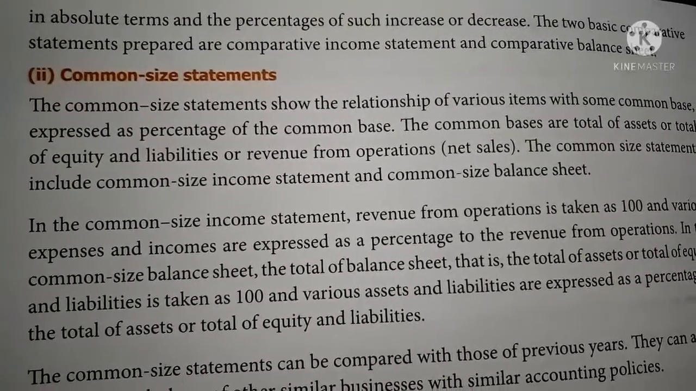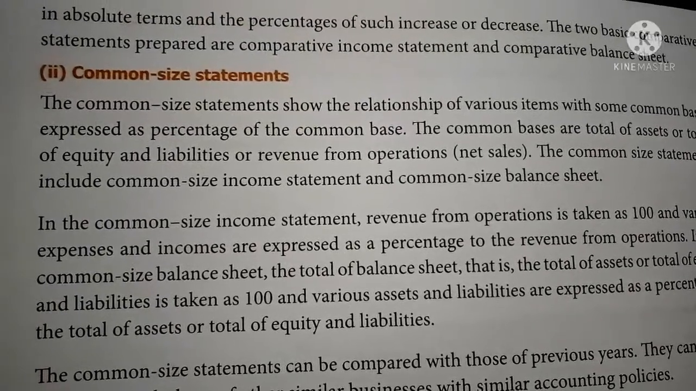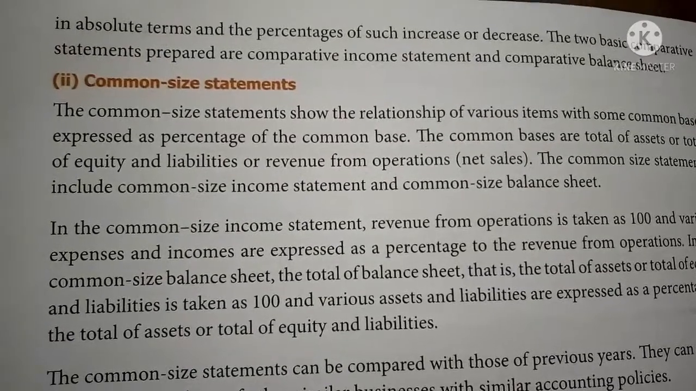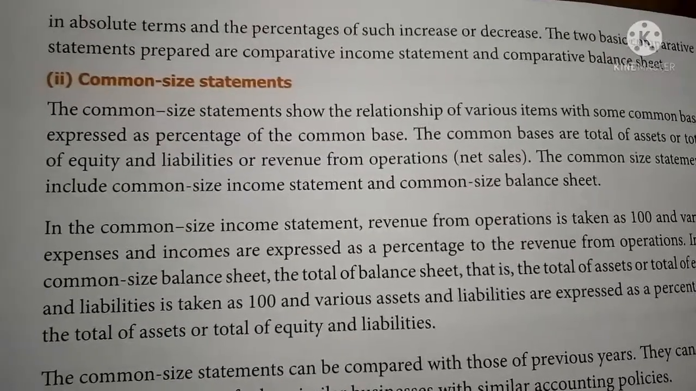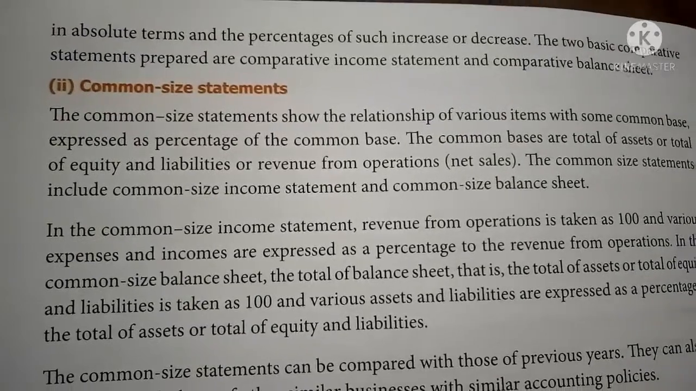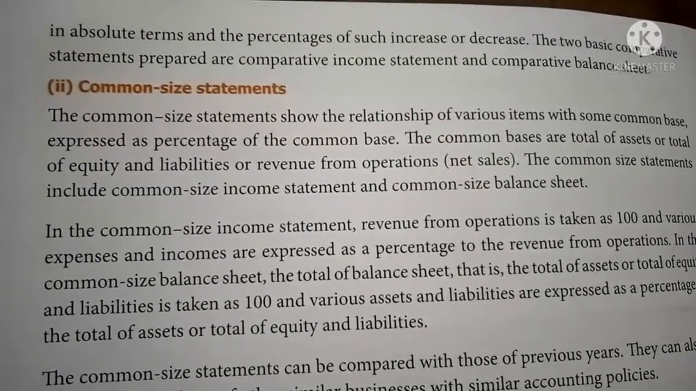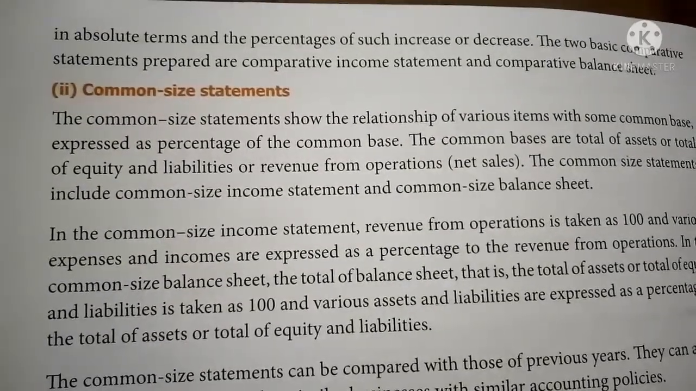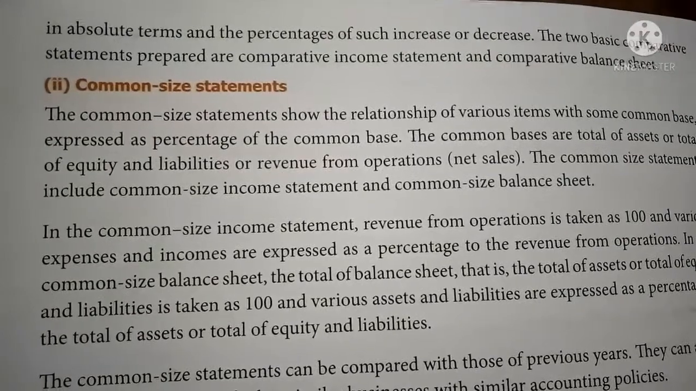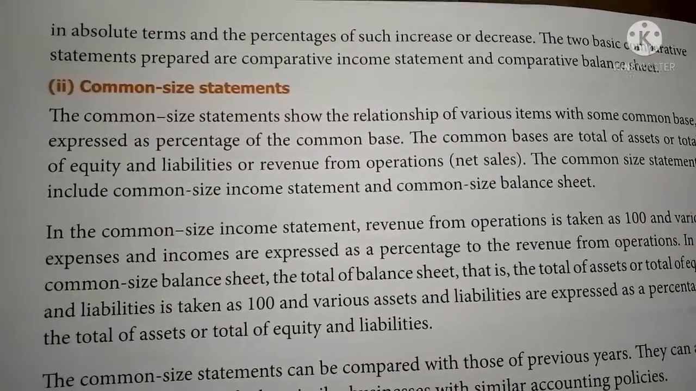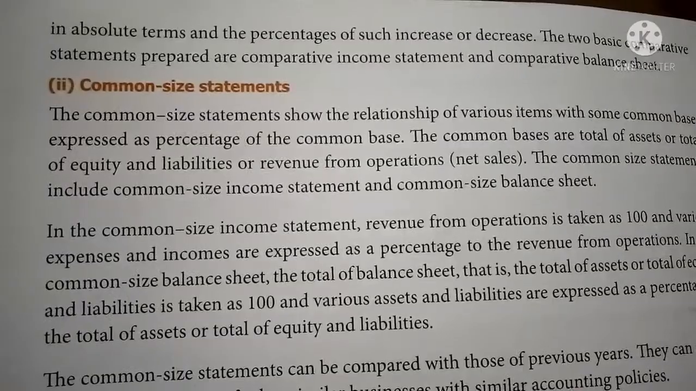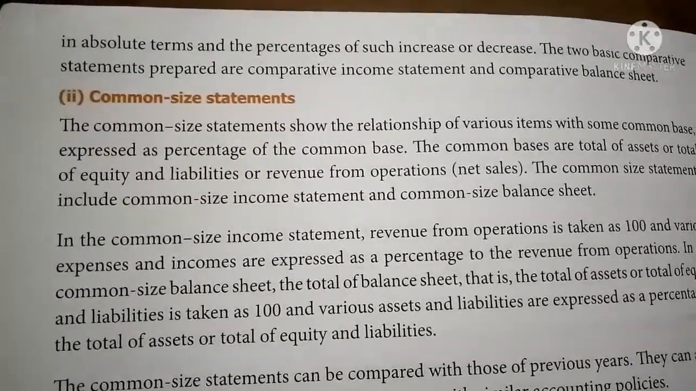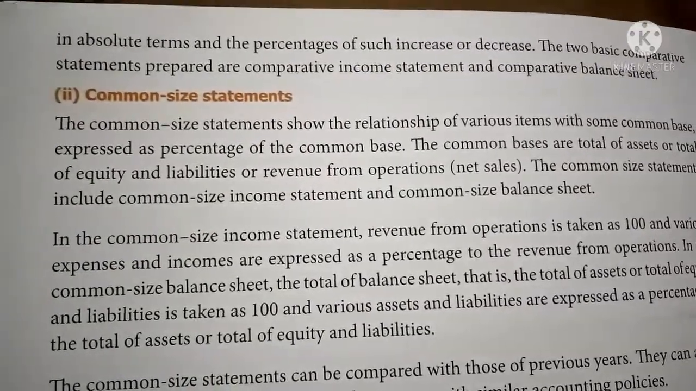In common size income statement, revenue from operations is taken as 100, and each and every expense and income should be compared with the total revenue as a percentage. And in the case of common size balance sheet, the total assets and the total liabilities are taken as 100, and each and every asset and each and every liability will be compared with these assets and liabilities in terms of percentage. So in this way we can prepare common size income statement and common size balance sheet.